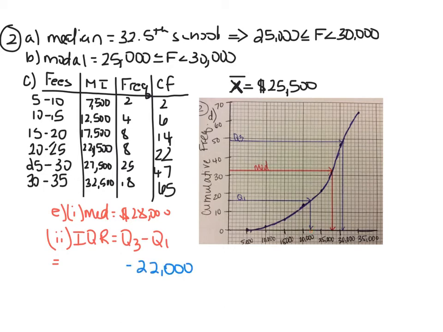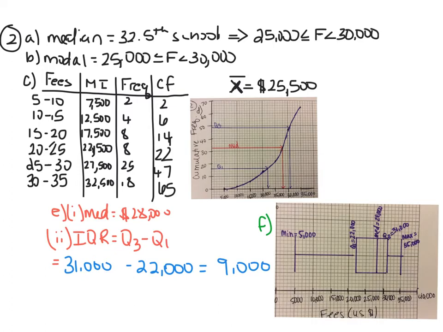If you do the same thing with your Q3, so that's 75% of the way into your data, that's about 48.75. So right around there, you're going to draw a horizontal line across. Once you hit your graph, you hit a vertical line down, and that's about 31,000. So you end up with an IQR of 9,000.